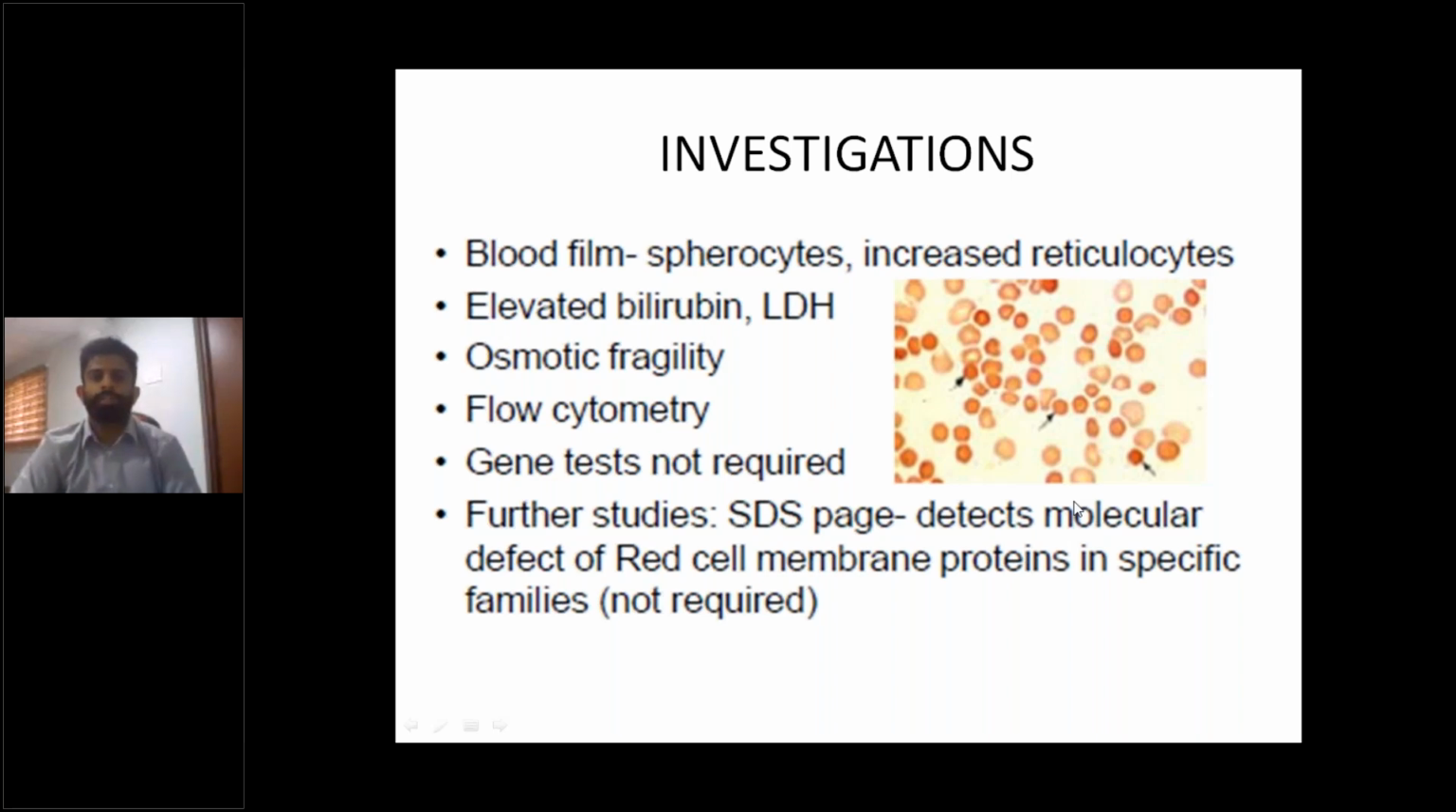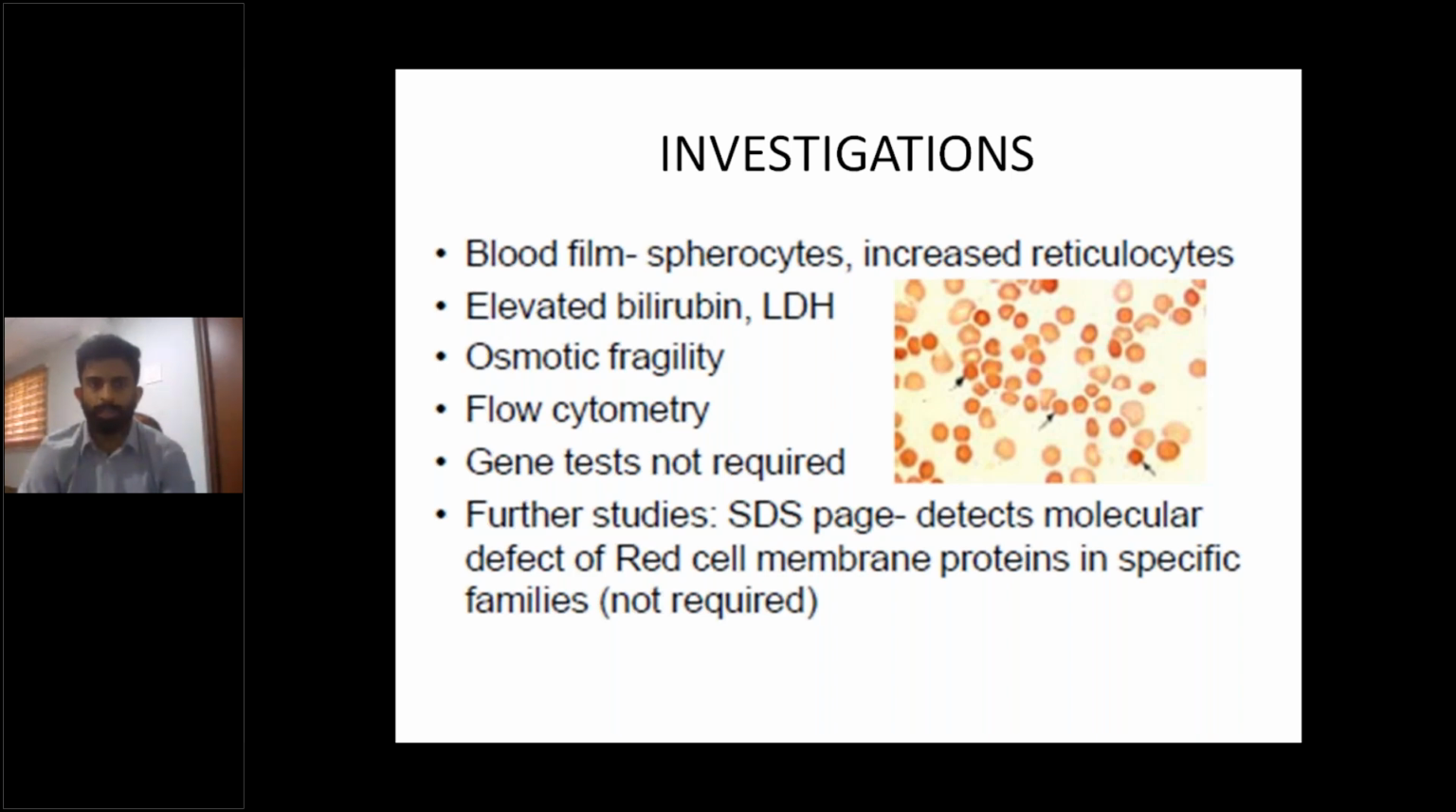So the investigations show a blood film or peripheral blood smear with spherocytes and an increased number of reticulocytes. Most of the cells are rounded, spherical in shape, and they may have poikilocytes, and loss of central pallor. They may also have some macrocytes because of concurrent vitamin B12 and folate deficiency. There will be elevated bilirubin and LDH.